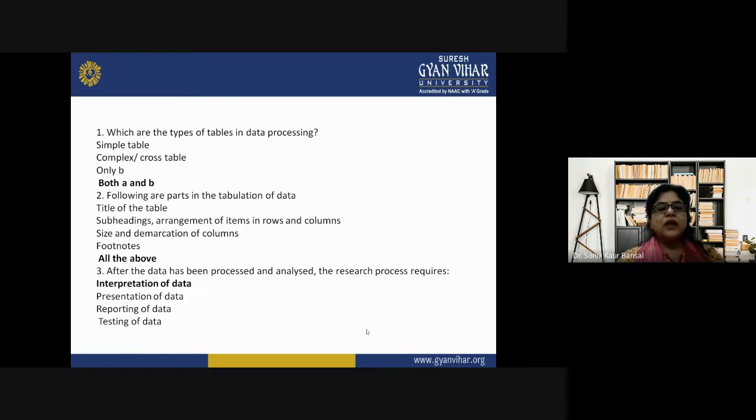Okay. Now, the next question is related to the following: which are parts in the tabulation of data? Title of the table, subheadings, arrangement of items in rows and columns, size and demarcation of columns, footnotes. What are the different parts of tabulation of data? So of course the answer is all of the above.